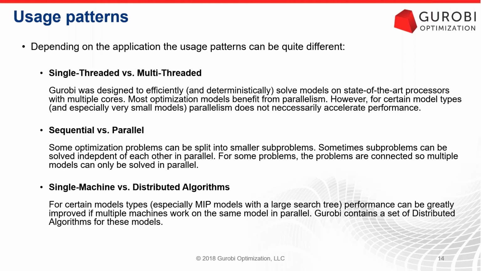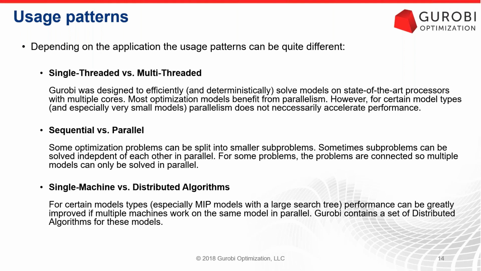So the first one is single-threaded versus multi-threaded. So when you solve optimization models, by default, you solve them on the same machine where your application is running. And of course, you try to make use of parallelism. So modern computers all have CPUs with multiple cores, so they can work on several things in parallel. And when Gurobi was developed, this was one of the key features, that it was developed right from the very beginning to exploit parallelism whenever possible on this hardware.